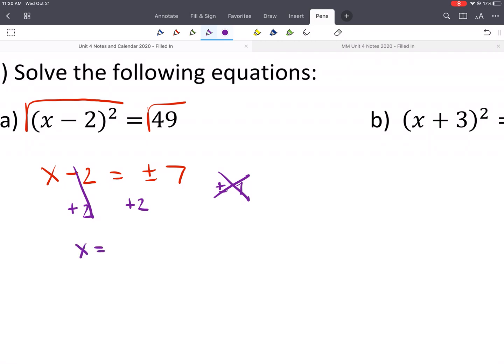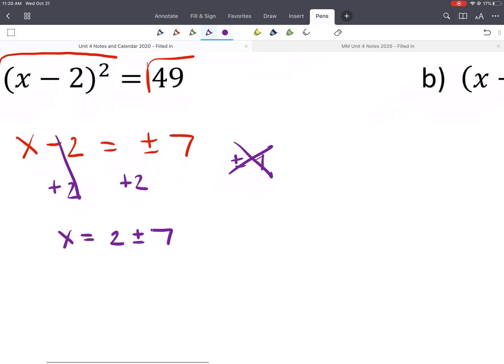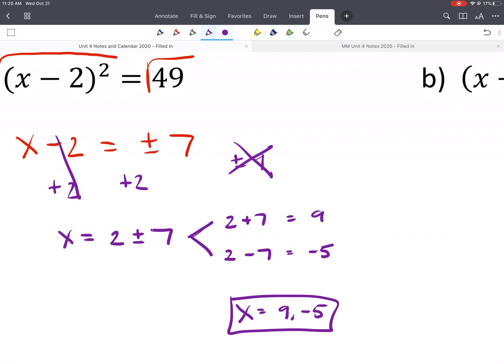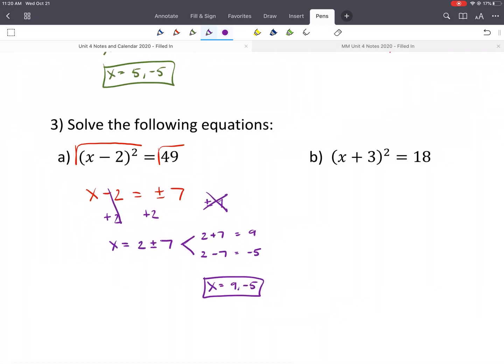So what it is, x is 2 plus and minus 7. So that's going to give us two solutions, 2 plus 7 and 2 minus 7. So that gives us 9, and it gives us negative 5. So x is equal to 9, comma, negative 5. So you need to do it that way, okay? You can't add it like that. Okay? Always put the plus or minus in the front.